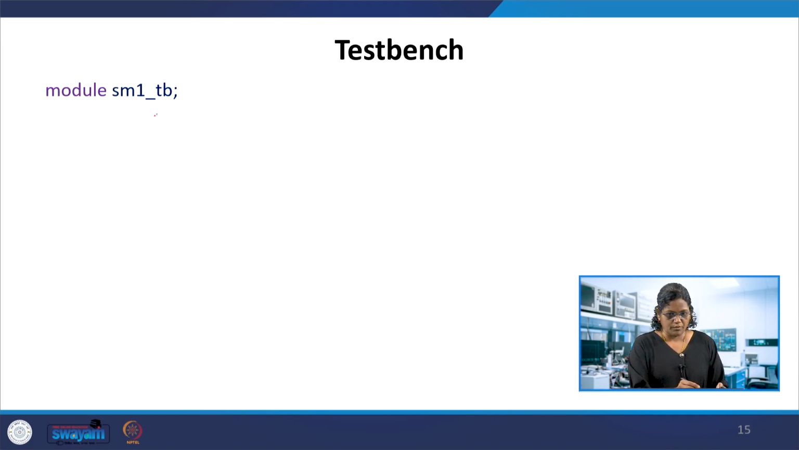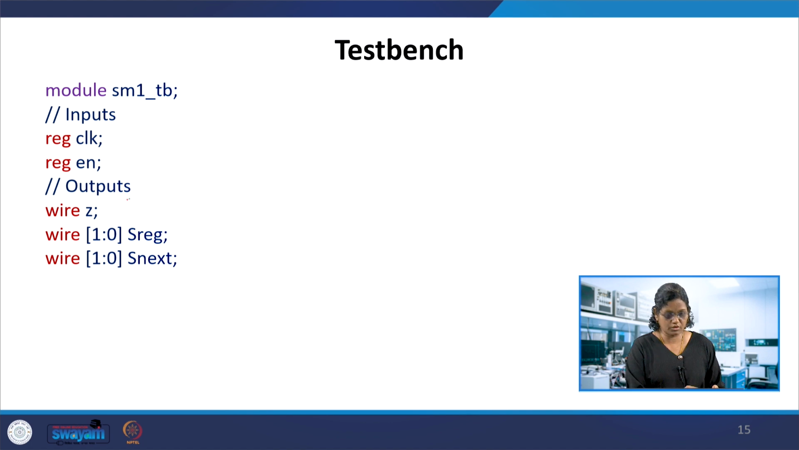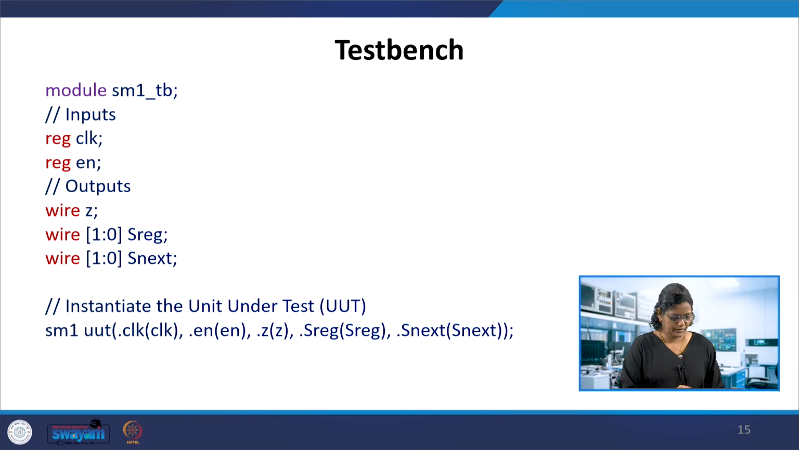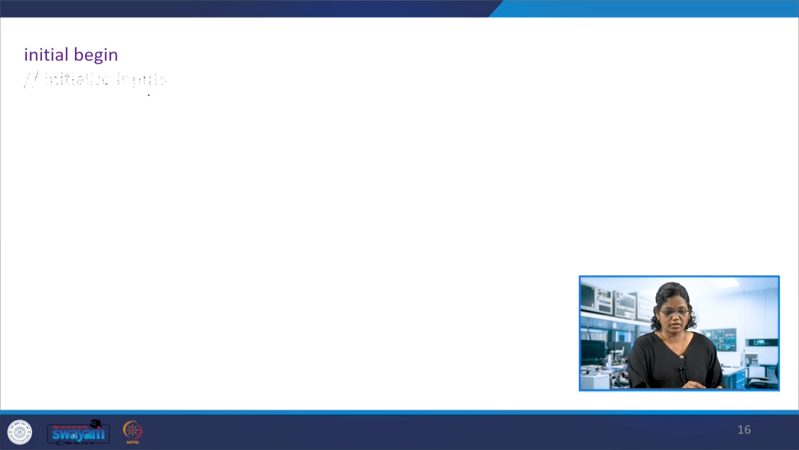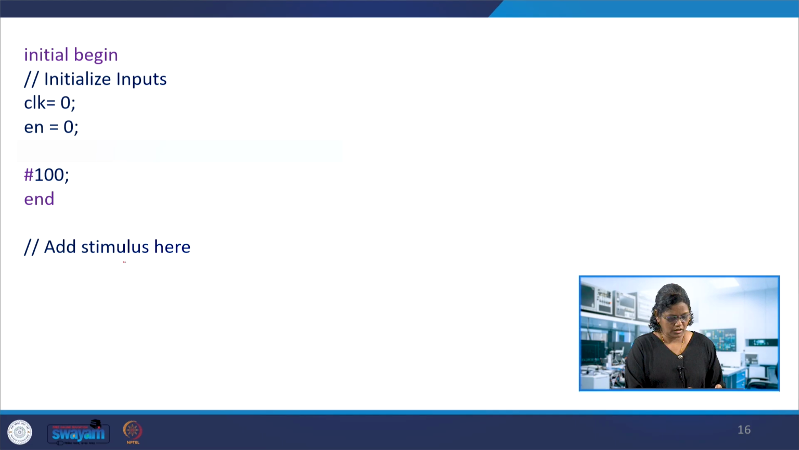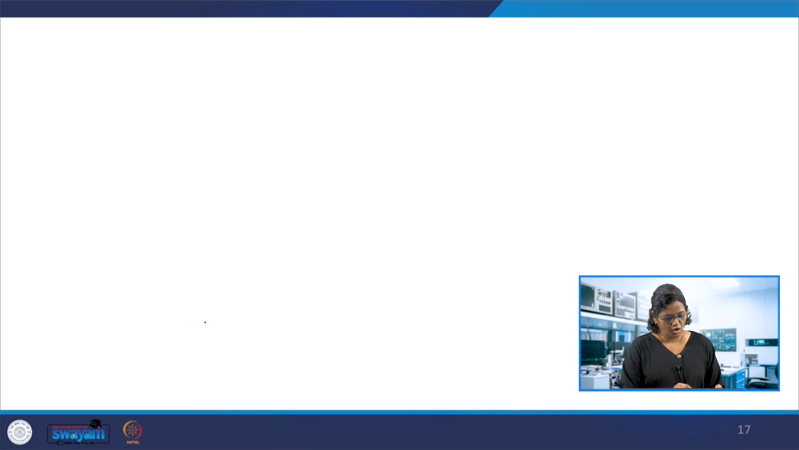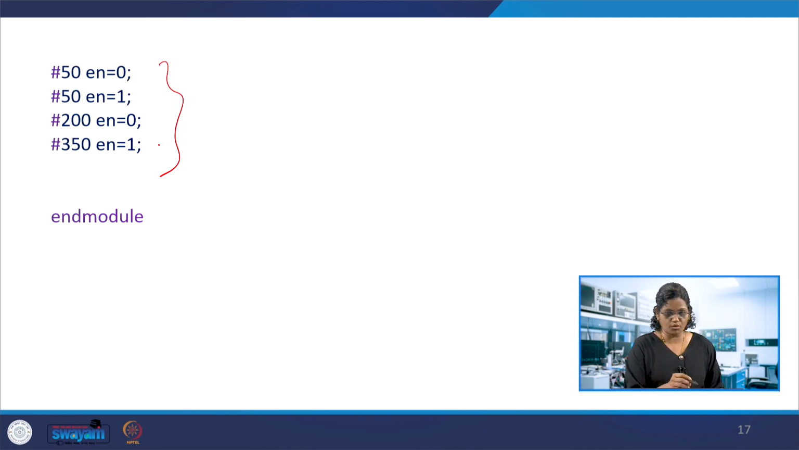Next, the test bench. I would give that state machine test bench, which gives the inputs clock and enable and the outputs we defined already. Instantiate the module, which is the SM1 test bench, and then initialize the inputs clock and enable, and then the stimulus. The stimulus can have the display and the monitor signals. Also this is a very important portion, how you move the state machine. Enable 0 1 0 1 is just changed to test whether, with respect to the enable, it keeps moving to the next state or not.